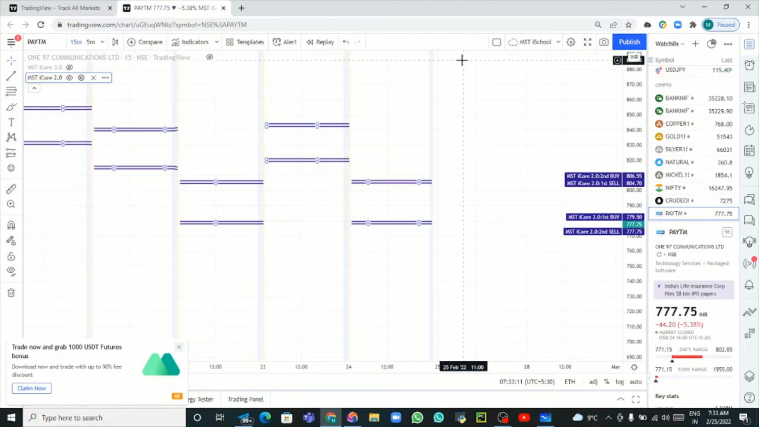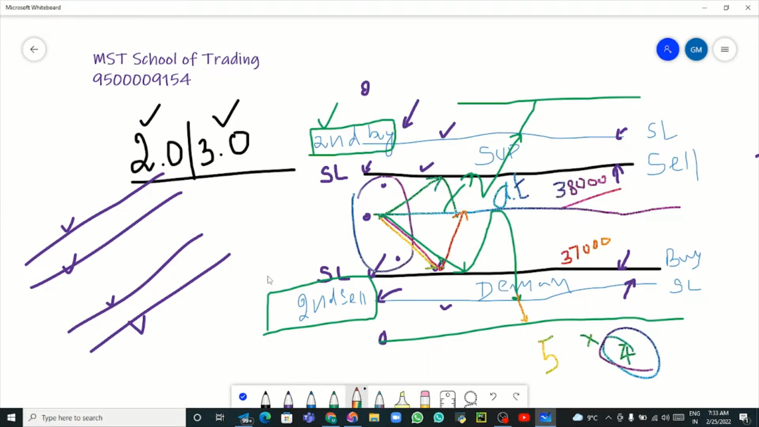It's like a kabaddi. Okay, this trading is like a kabaddi. Why I'm saying it is a kabaddi? See, in kabaddi people what will they will do?